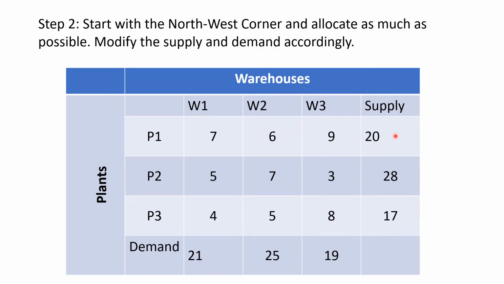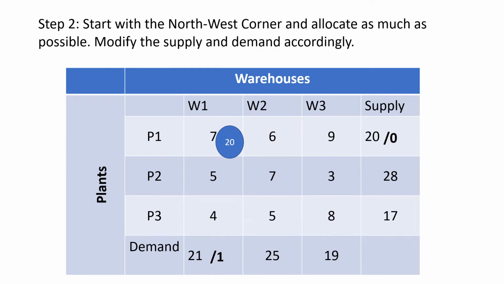So what I'm saying is, out of supply and demand, whichever is minimum, that many only we will be able to allocate to this particular cell. So here we will be allocating 20 because the minimum of 20 and 21 is 20. Once we allocate 20, we will be adjusting the supply and demand accordingly. So 21 becomes 1 and 20 becomes 0.